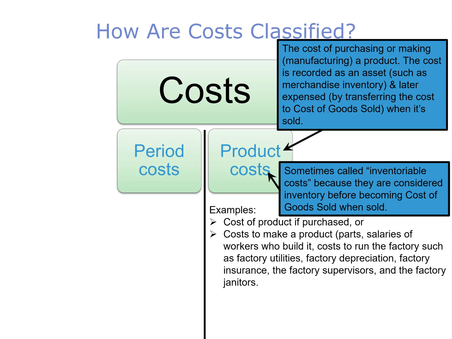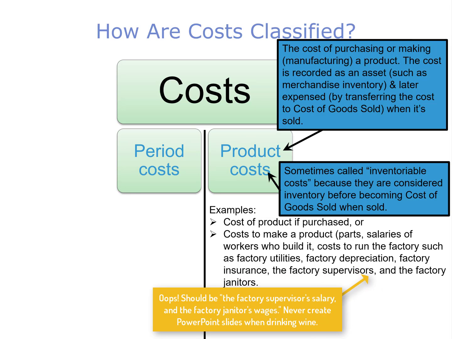If the company is a manufacturer, which means they make their own products, the product costs are the costs to make the product. Things such as parts to build a car or the ingredients used to bake a cake are product costs. Other examples of product costs include the salaries of the workers who build the products and the costs to run the factory, such as factory utilities, factory depreciation, factory insurance, the factory supervisor's salary, and the factory janitor's wages.